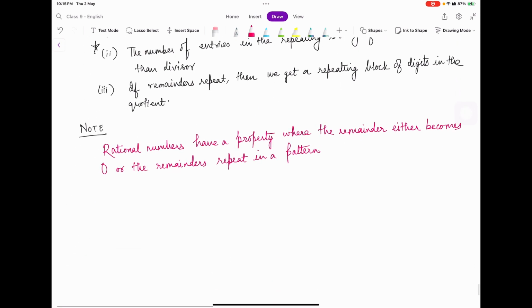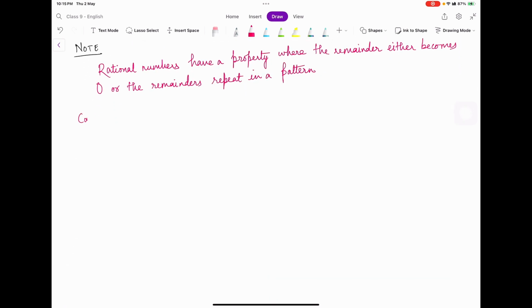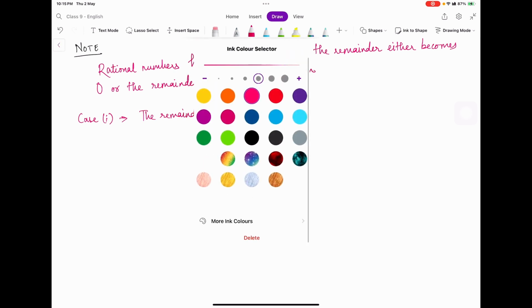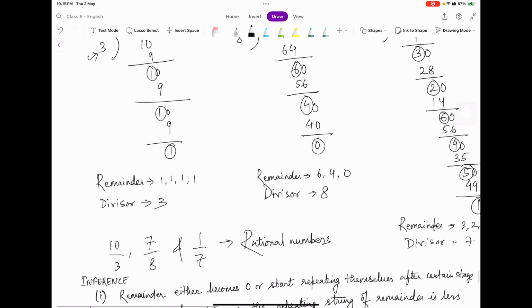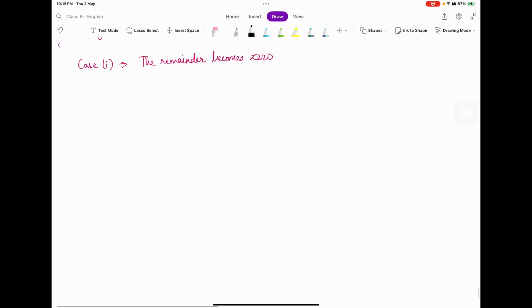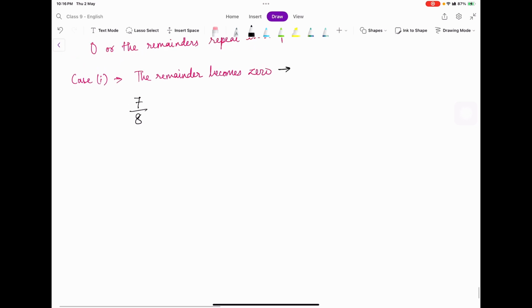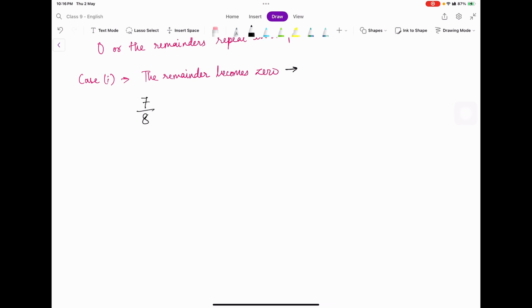Okay, so the first case is the remainder becomes zero. That was the first case. The example where the remainder becomes zero is 7/8. I will not discuss it again. This is a property also, that on certain numbers only the remainder will become zero. In which numbers will it become zero?